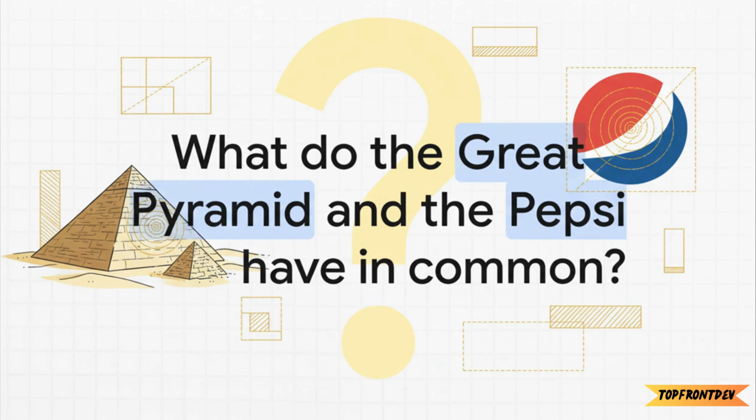Okay, so check this out. What could the Great Pyramid of Giza and the Pepsi logo possibly have in common? I know, it sounds like the setup to a really bad joke, right? But I promise you, the answer is the key to unlocking visually perfect, just chef's kiss perfect compositions.